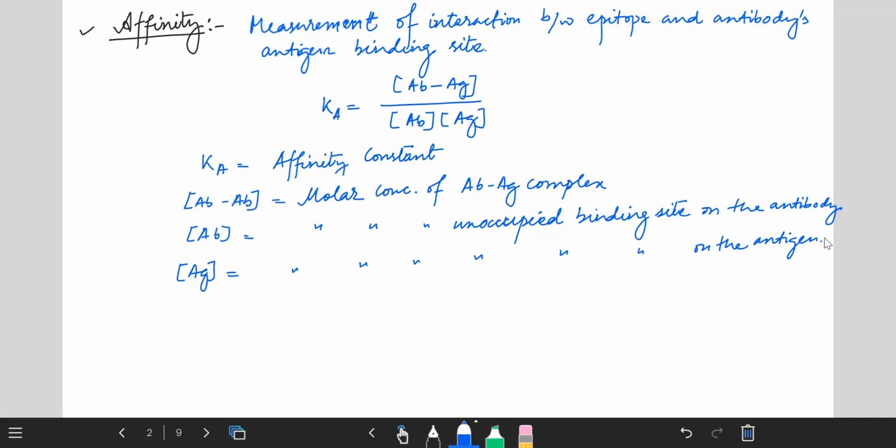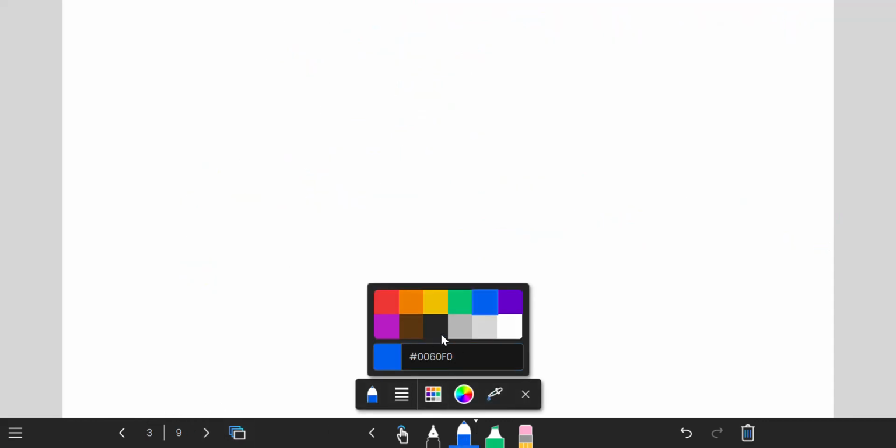Now we will understand what you understand by avidity. That is also known as functional affinity, and it measures the total binding strength, or you can say the strength of bond formation between the antigen and antibody complexes.